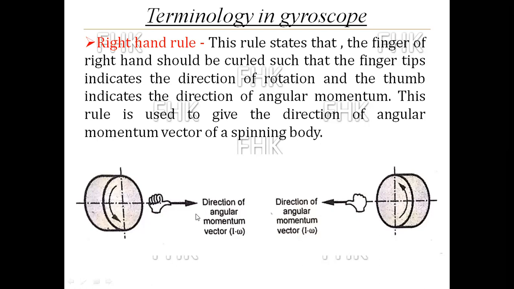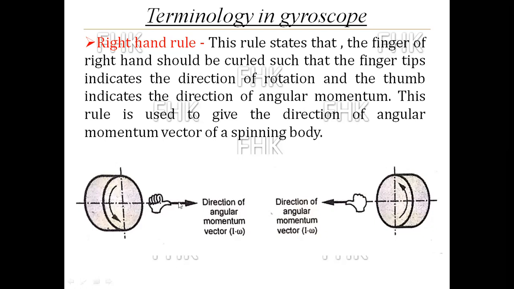So what is the method to find out the direction of angular momentum? For that purpose, the right hand thumb rule is used. This rule states that the fingers of the right hand should be curled in such a way that the fingertips indicate the direction of rotation of the rotor and the thumb indicates the direction of angular momentum. This rule is used to give the direction of the angular momentum vector of a spinning body.